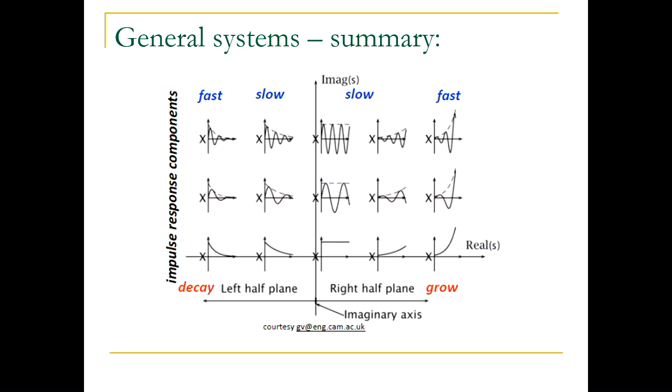Now, if you have a general transfer function, then its response would be a weighted sum of responses corresponding to these poles.